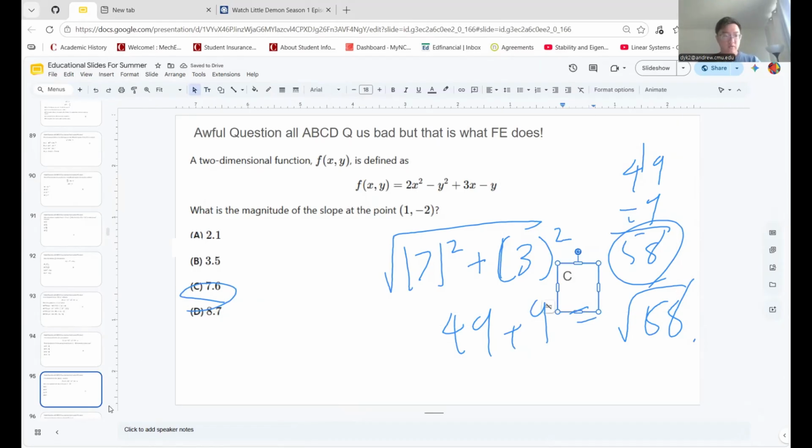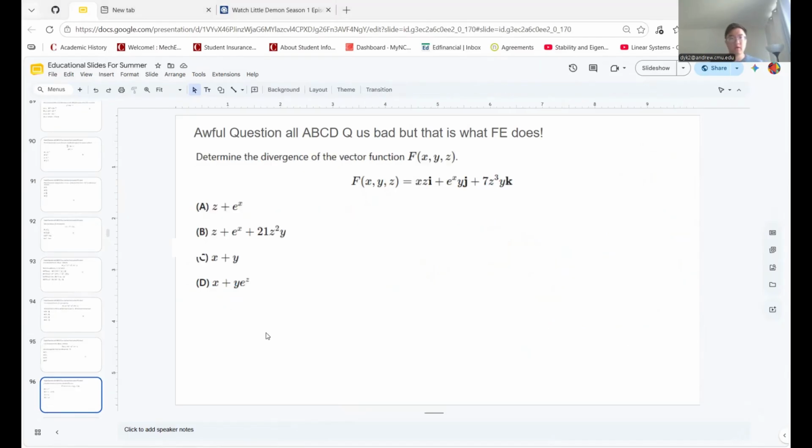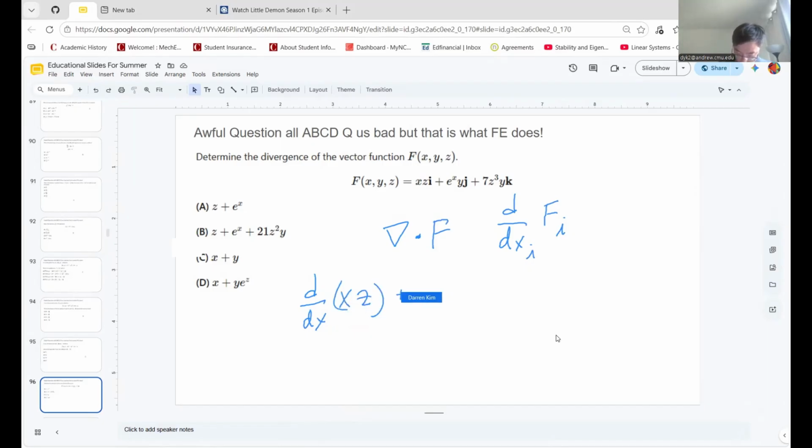Let me just clear the table now. Next one we have is basically figuring out the definition of a divergence. The divergence is the scalar version of what a gradient should be. It's what I call it, but it's not really true. In index notation, which is how I know it, it is d/dx dot product of whatever function we have. So basically, we take d/dx of each individual component: d/dx of xz plus d/dy of e to the xy plus d/dz.